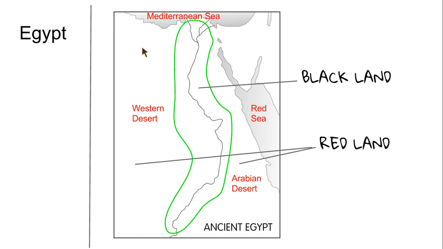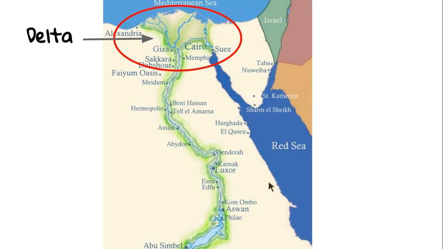Okay, press pause if you need more time to copy, but you should have all of these things on your map now. Remember this word delta? I forget, what does that mean again?